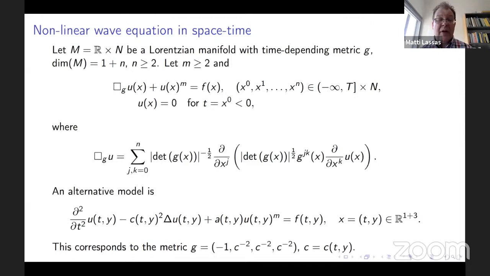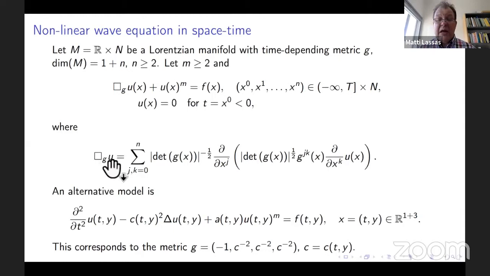Then we consider the nonlinear wave equation, where we have the scalar wave operator, box g, plus a nonlinear term that is u to the power m. The linear wave operator is defined by using the same formula that one uses to define the Laplacian on a Riemannian manifold, but now we have a Lorentzian manifold. So we have a Lorentzian metric, whose eigenvalues are such that one eigenvalue is negative and the others are positive. So this equation becomes hyperbolic.